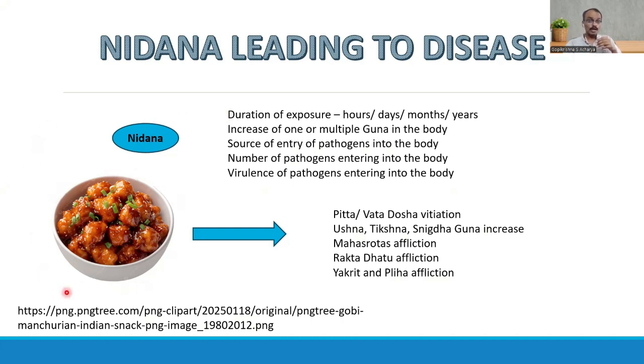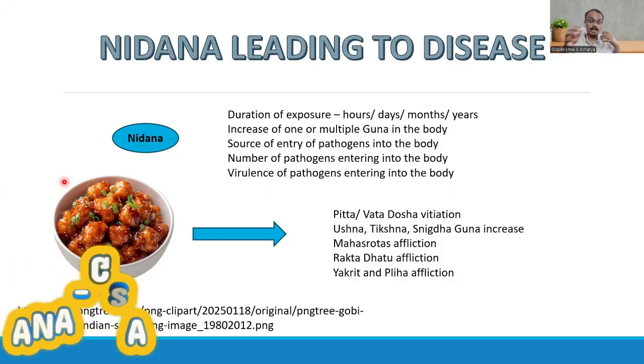Suppose the person is going to consume this nidana, what are the points that will be considered? Naturally, say that will be leading to pitta dosha vitiation. Naturally, there may be a possibility of increase of either ushna, tikshna, laghu guna in the body. And we are going to expect the dosha vitiation initially to take place in the alimentary canal. And if the person is going to consume this particular gobi manchurian for months together, then we are going to expect the rakta dhatu affliction. Still, if the person is going to consume this particular nidana, then we are going to expect there may be a possibility of yakrut or pliha affliction, because yakrut and pliha are considered to be the moola of raktavaha srotas. In this way, we are going to analyze the nidana as such.